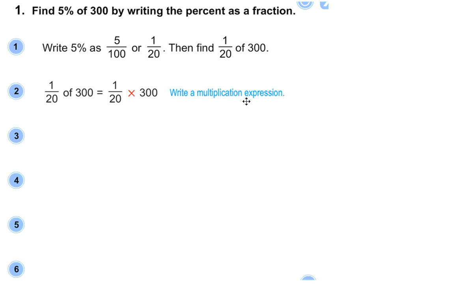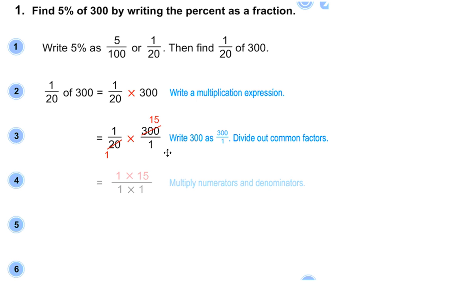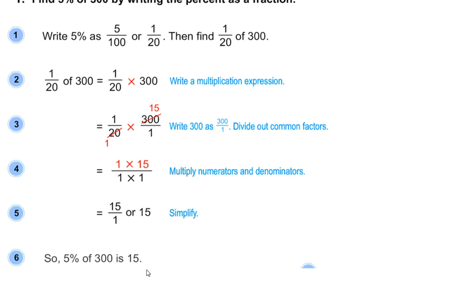Now we're going to write it as a multiplication expression. Remember, of means multiply. So now it's 1 over 20 times 300. Now we are going to write 300 as 300 over 1, and we're going to divide out the common factors. So the common factor between 20 and 300 was 20. Now our numerators that we're left with are 1 and 15, and then 1 times 1. When we multiply that out, we get 15 over 1, or 15. So 5% of 300 is 15.